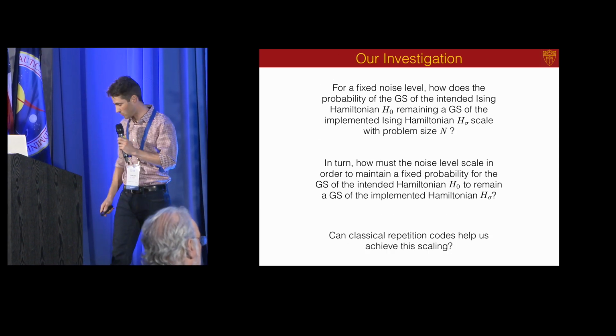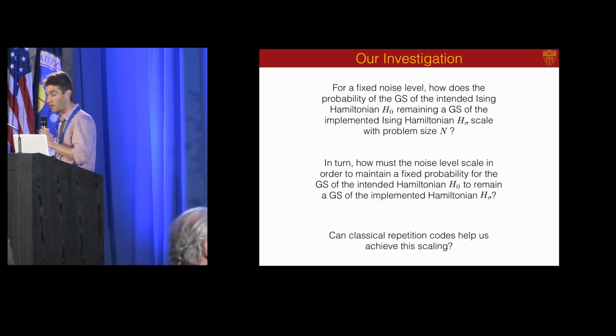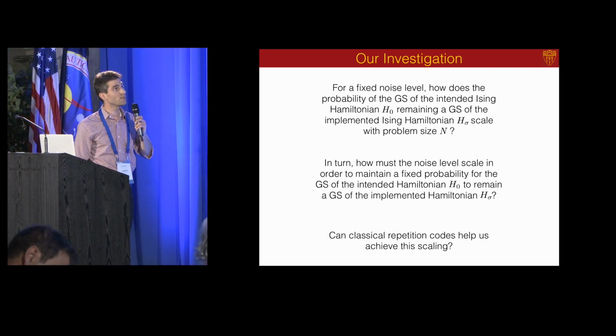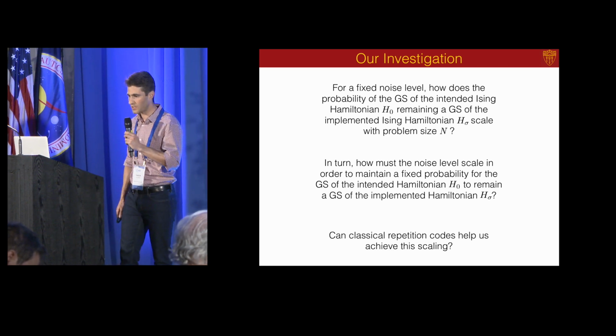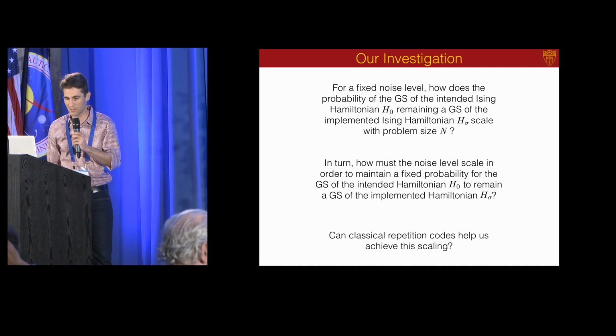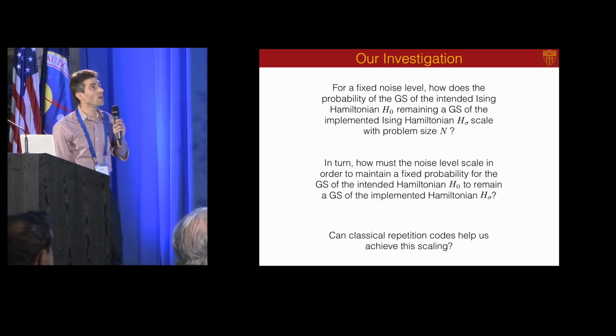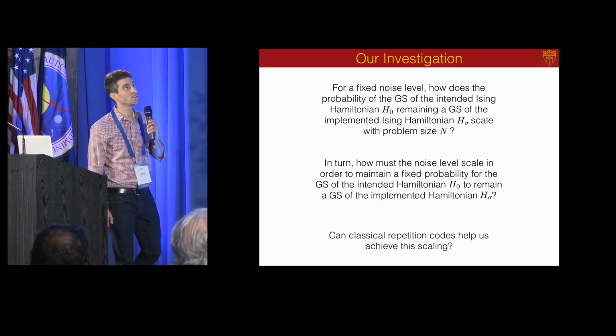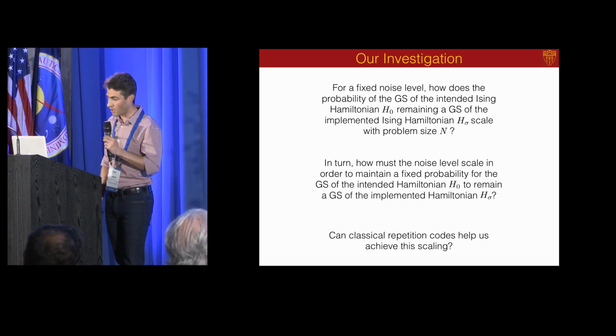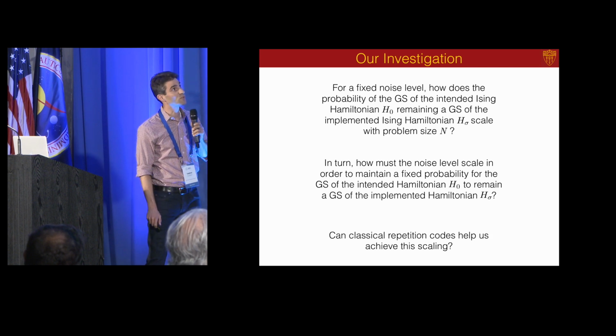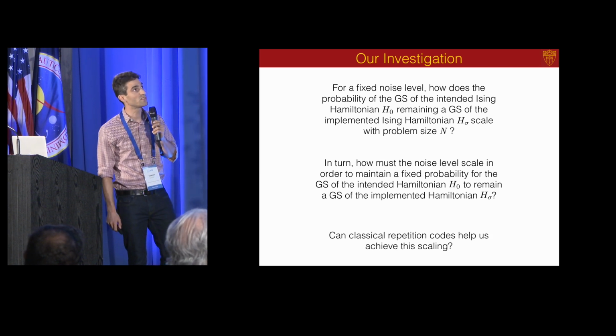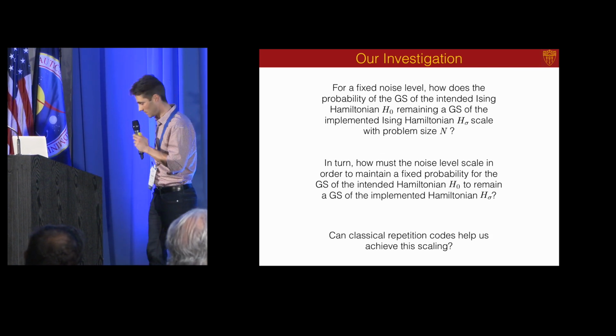So what am I going to try to cover in this talk? I'm going to try to answer these three questions. The first one is, if I fix the noise level, how does the probability that the ground state of my intended Hamiltonian H0 remains the ground state of the implemented Ising Hamiltonian H sigma scale with the problem size, which I'll denote by n?